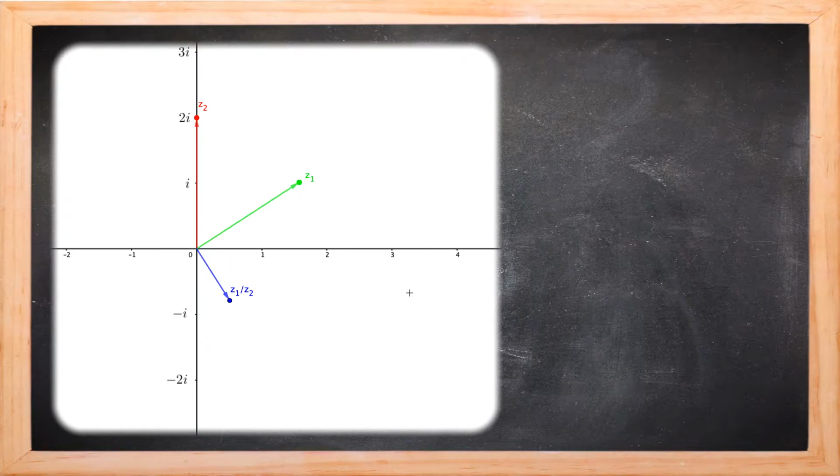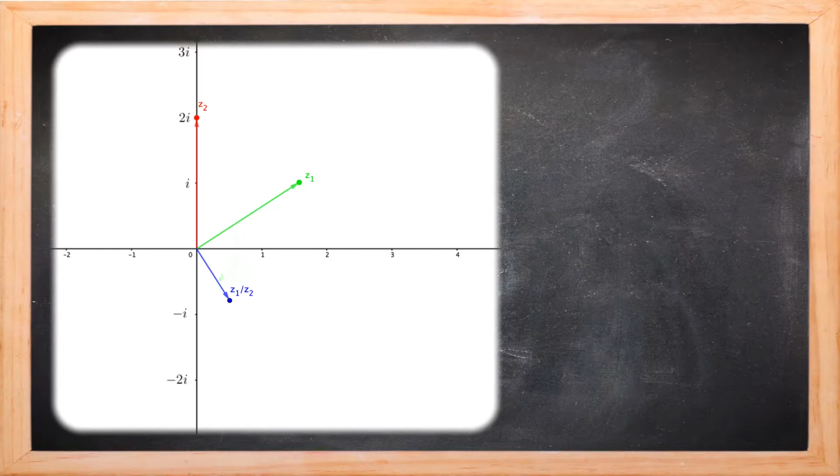But look at the argument. Now z2 has an argument of pi upon 2. And you'll notice that z1 has been rotated, but in a negative direction, by an angle of pi upon 2. So whereas the principal value of the argument of z2 is a positive pi upon 2, the rotation on z1 is the negative of arg z2, or negative pi upon 2.